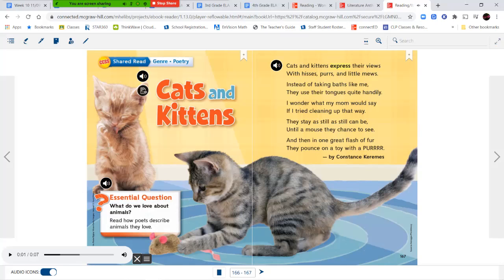Essential question. What do we love about animals? Read how poets describe animals they love.